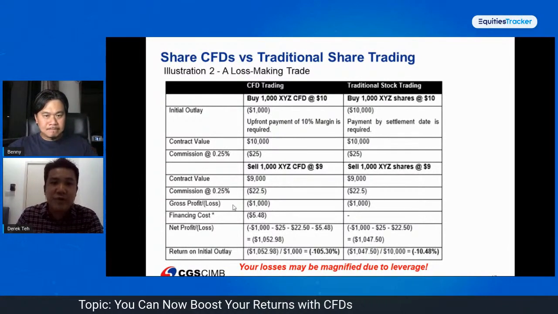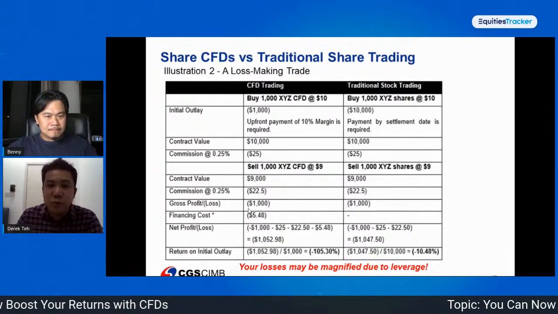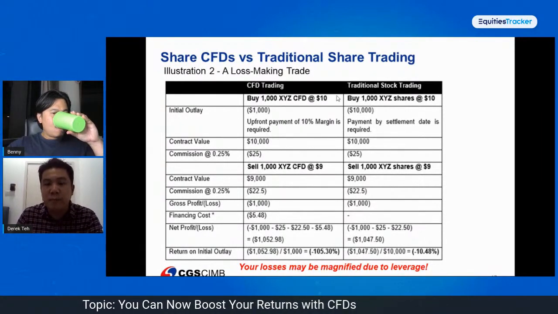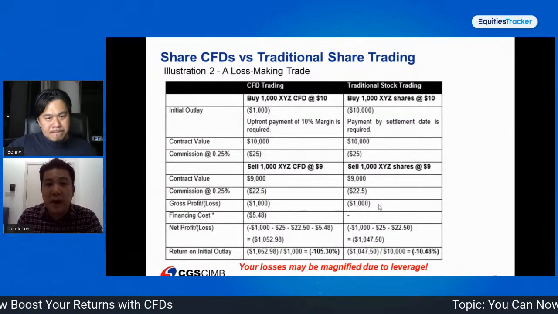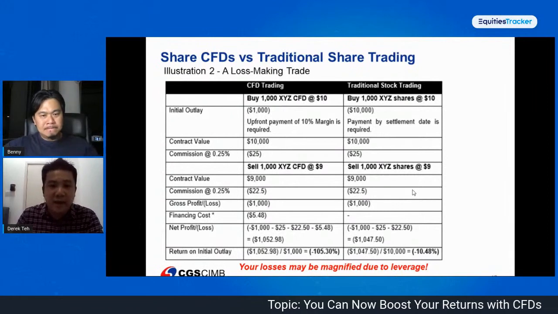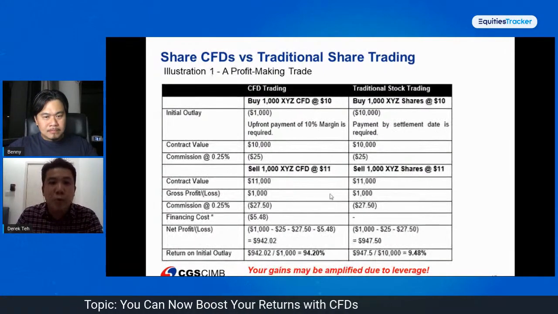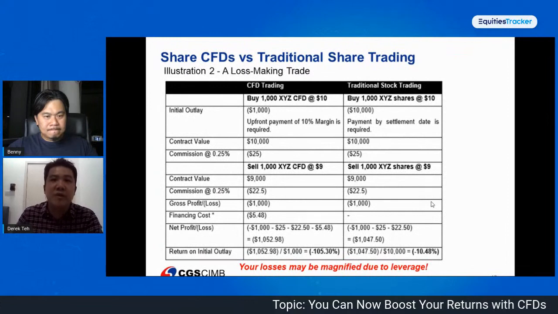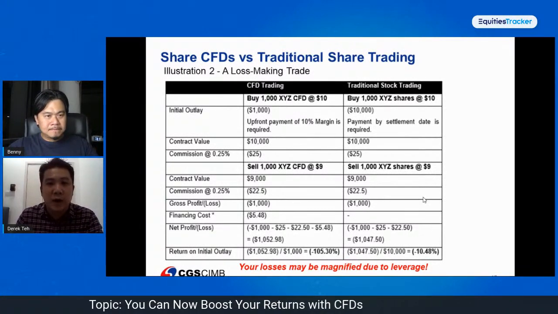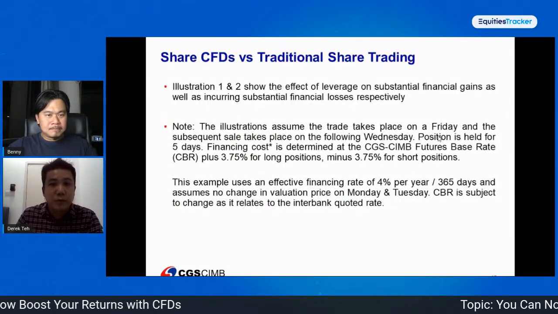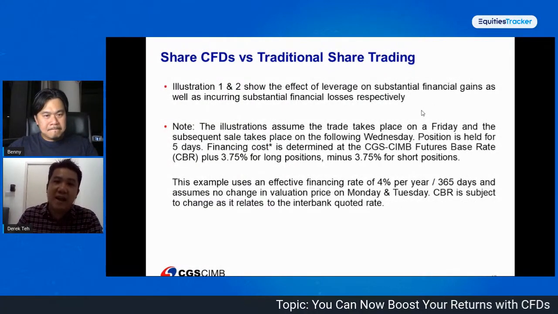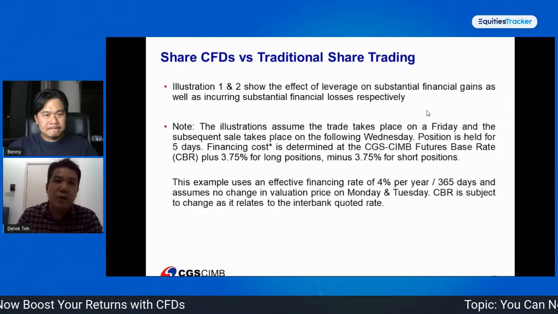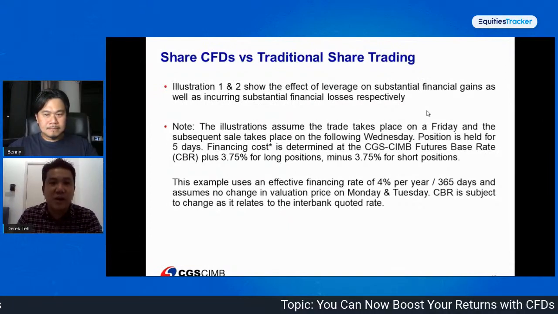However, the losses that you incur or the profit that you make are actually the same. You can see from this that they are the same. We assume the shares went up or down by $1, so the loss or the profit will be the same, 1,000. But this is the return on initial outlay, and the percentage will be a huge difference. So everyone needs to pay attention to this. This is the effect of leverage: if you have gains, it will be a substantial financial gain, as well as incurring substantial financial losses respectively.